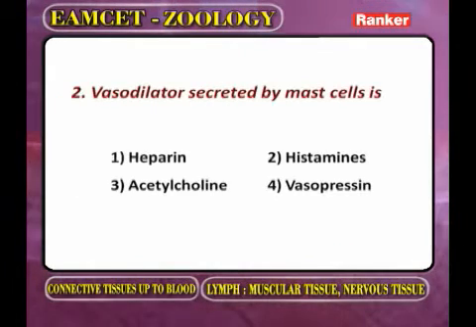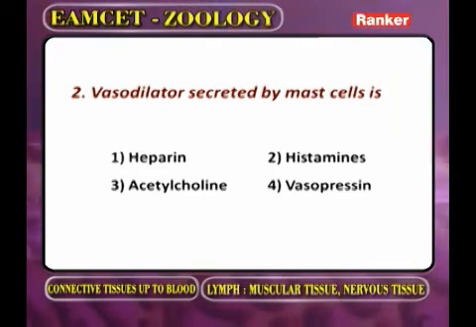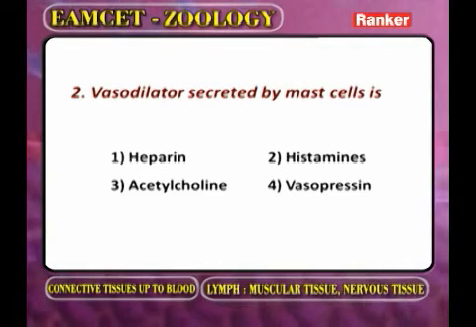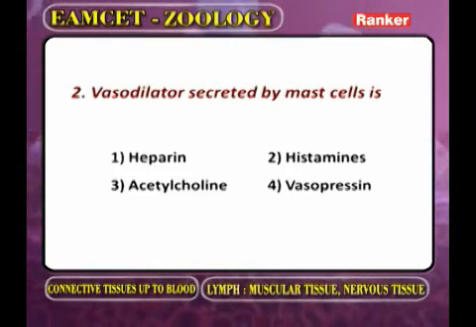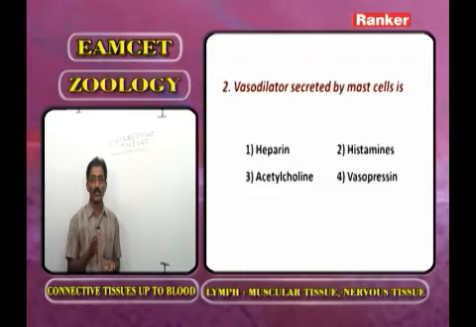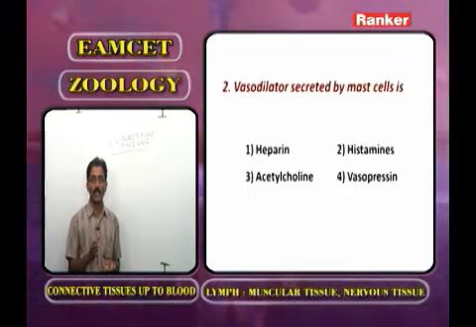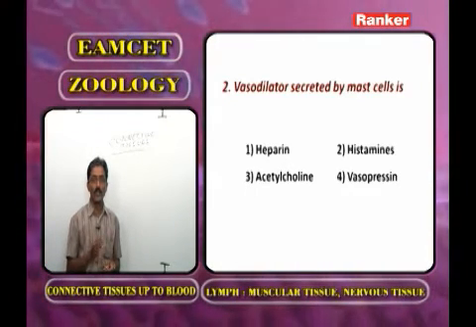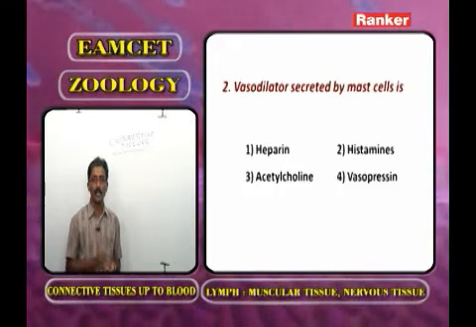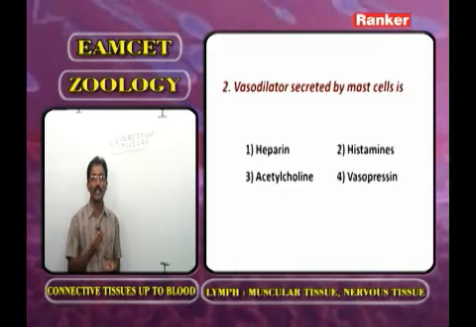What is the second question? Vasodilators secreted by mast cells. Now I am giving the hints for this question. In the matrix of connective tissue the mast cells are present. The mast cells secrete what type of materials? One we call histamine, the second bradykinin and the third heparin. We know very well the heparin is called an anticoagulant. It prevents the clotting of blood.